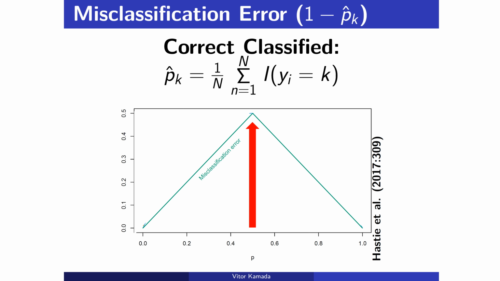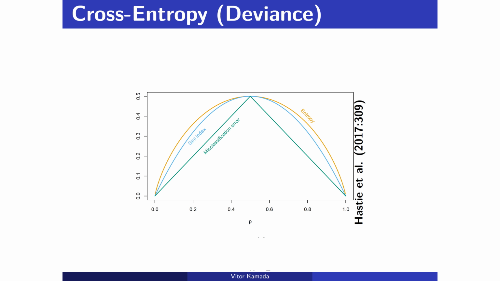See the kink that generates problems for optimization. That's why cross-entropy, or deviance, is far more popular: there is no kink, the function is smooth. As defined in the previous video, the cross-entropy is just the proportion times the logarithm of the proportion. The only difference here is that we generalize for k classes. If you remember the previous video, cross-entropy is a measure between 0 and 1.